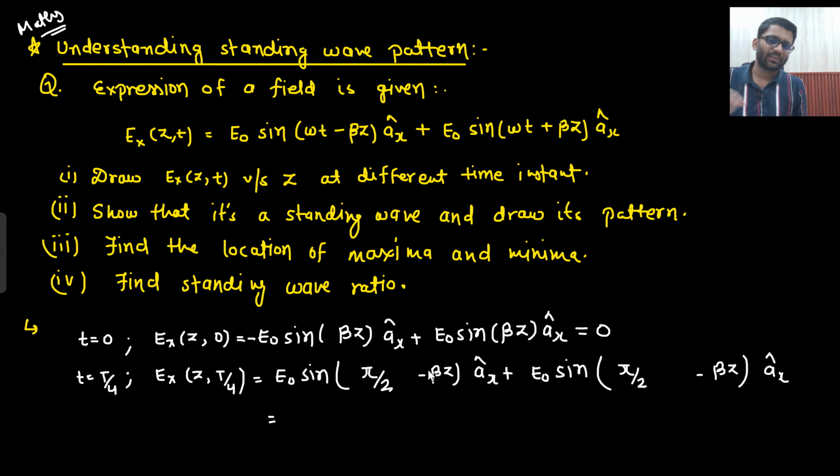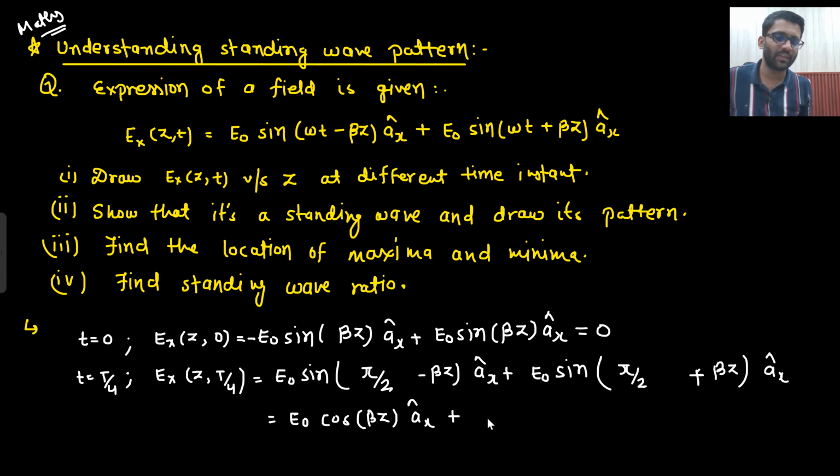Okay. So sin(pi by 2 minus theta), what would that be? Cos theta. So here it is plus, so it is E naught cos(beta z) a_x cap. And what is sin(pi by 2 plus theta)? In the second quadrant, sine is positive. All Students. So in the second quadrant, sine is positive. That means E naught cos(beta z) again.